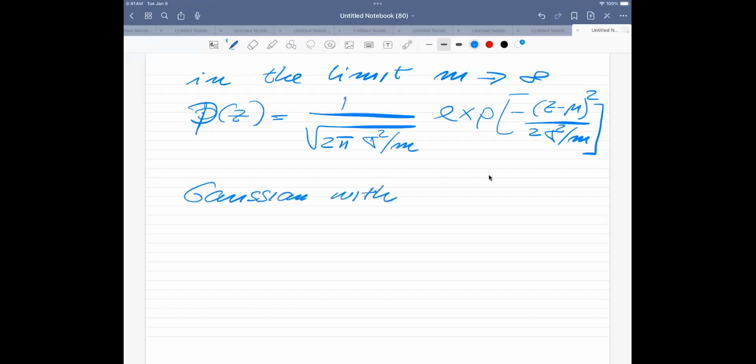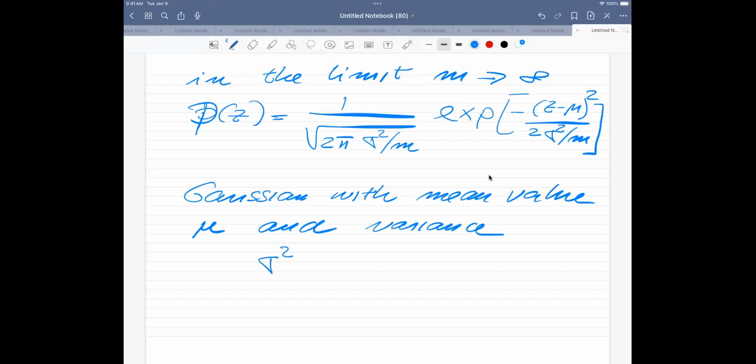So this is a Gaussian with mean value mu and variance given by sigma squared divided by m. Remember now that sigma squared is the variance of just one experiment. So sigma squared is given by the integral of x minus mu squared times p of x dx. So that's the variance of the individual experiment.